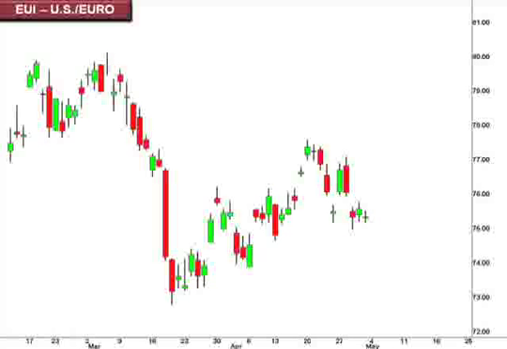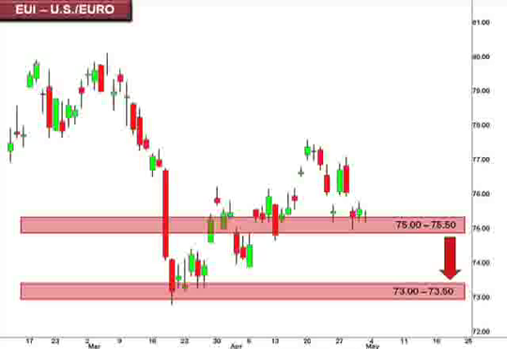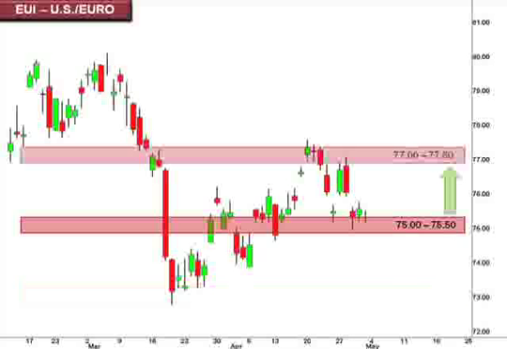Next up, the EUI, the US versus the Euro. Now, the EUI appears to be lining up for another leg down, and a break and a close below 75 is likely to spark a move as deep as this 73 to 73.5 box. Now, if the pair value is able to hold at 75, we anticipate a move into resistance at 77, 77.5.